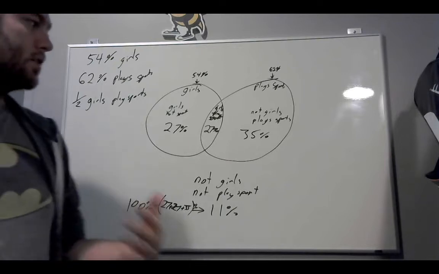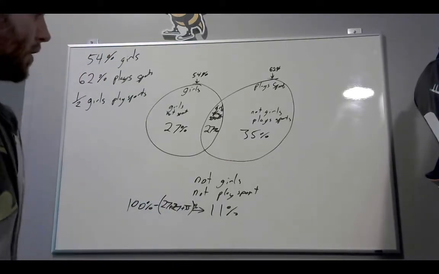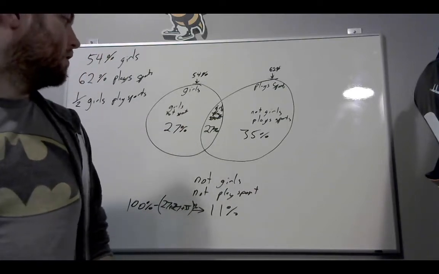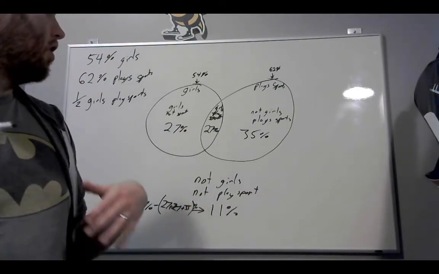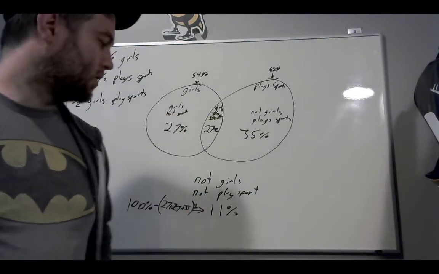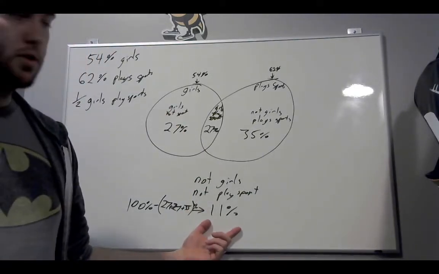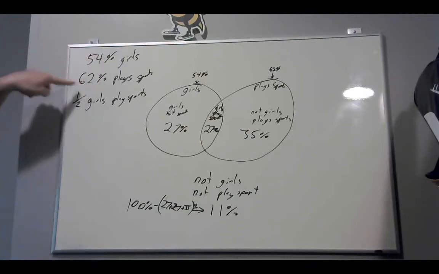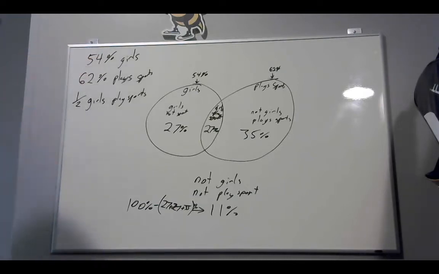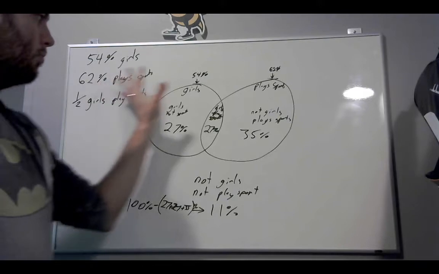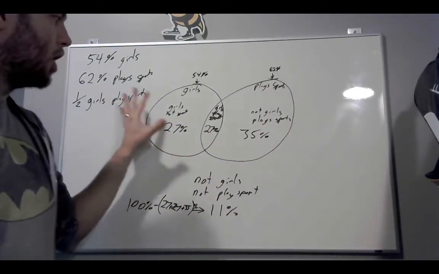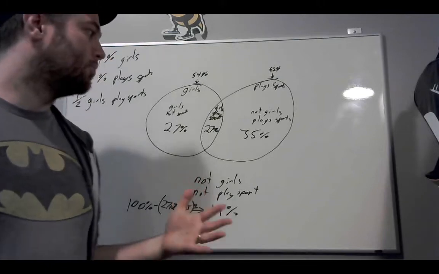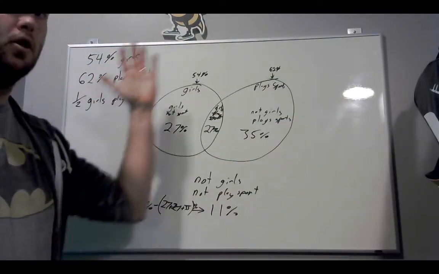We were able to find each of these subsets. Then you can start asking yourself different kinds of questions. They may ask you what percent of this school are not girls and don't play sports, and that would be 11% of this school. That's not something you may see right off the bat when you're looking at this 54 and this 62%. Making up this Venn diagram to look at these subsets of the two different options helps us visualize this problem a little bit better.